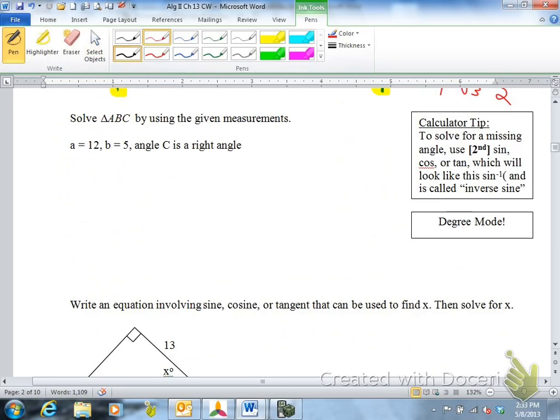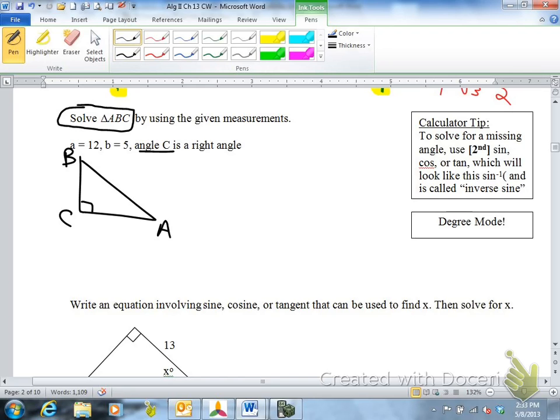Okay, on the next one it says solve a triangle. To solve triangle ABC means to solve for everything, every angle and every side. So to solve a triangle, we draw the triangle first. Angle C is the right angle, so we'll put C right here. We'll put A right here and B over here. We're given that lowercase a is 12. So across from A, this side is 12. And lowercase b is the side across from angle B, and that's 5 down here.